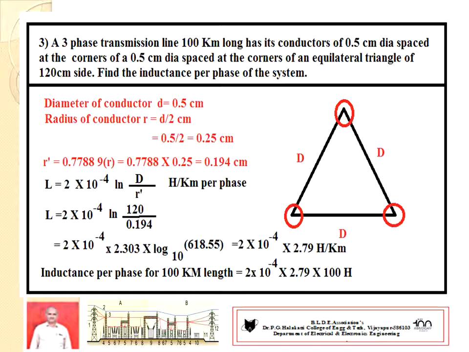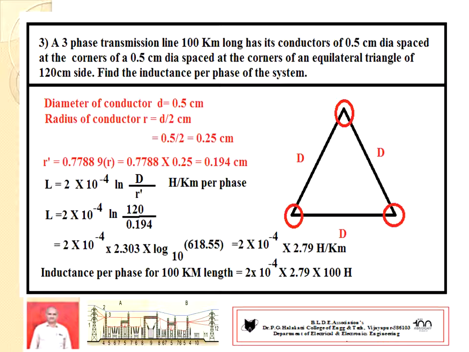Another important one is the three-phase transmission line problems. A three-phase transmission line 100 km long has its conductors of 0.5 centimeter diameter spaced at the corners of an equilateral triangle of 120 centimeter side. Find the inductance per phase of the system. So first try to understand what type of problem is given and what type of spacing there is between the three conductors.